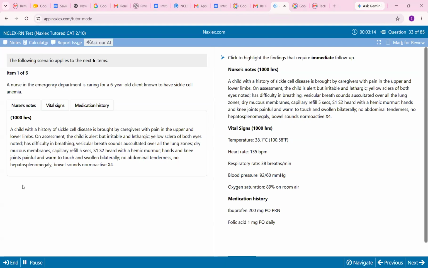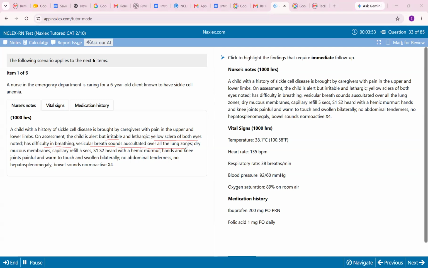A nurse in the emergency department is caring for a 6-year-old client known to have sickle cell anemia. Nurse's notes: a child with a history of sickle cell disease is brought by caregiver with pain in the upper and lower limbs. On assessment, the child is alert but irritable and lethargic. Yellow sclera of both eyes, noted difficulty in breathing. Vesicular breath sounds diminished.